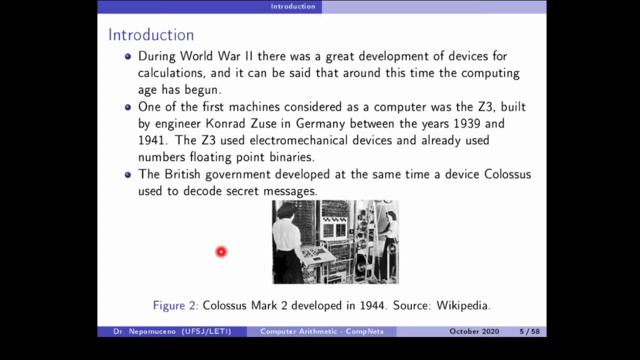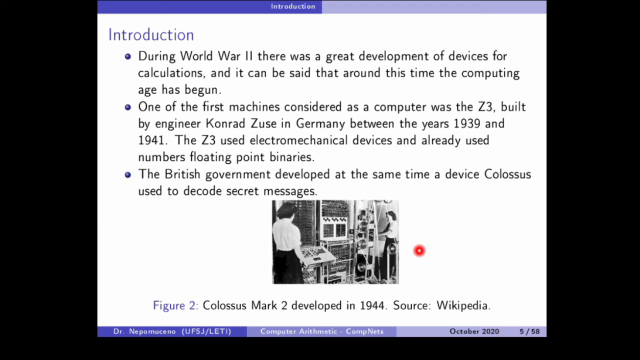One of the first machines considered a computer was the Z3, built by engineer Konrad Zuse in Germany between the years 1939 and 1941. The Z3 used an electromechanical device and already used binary floating-point numbers. The British government developed at the same time a device, Colossus, used to decode secret messages. So this is a photo. You see that the size of the computer is almost human size. It's quite big and demands a lot of energy.